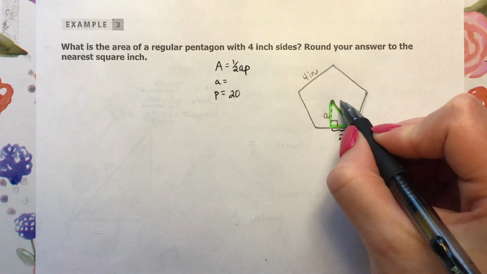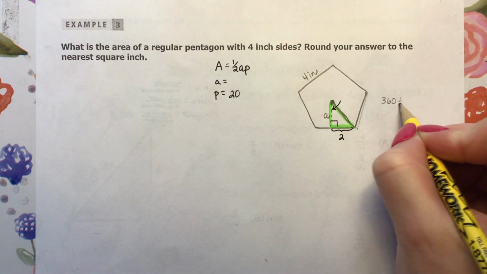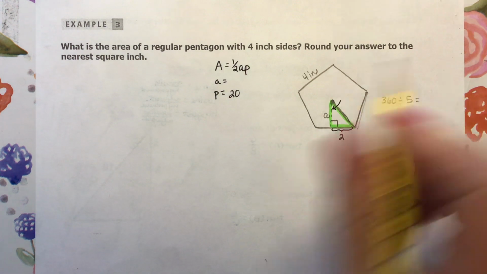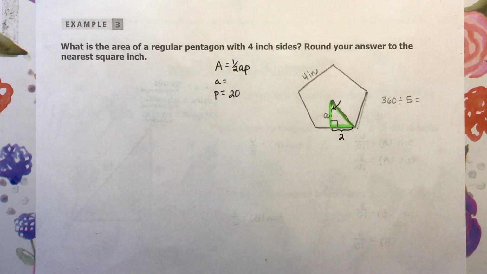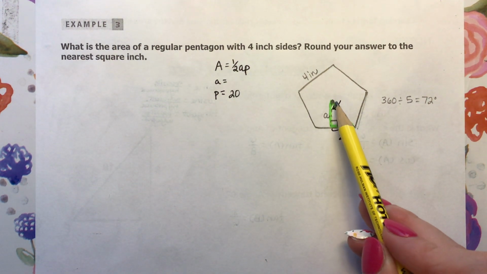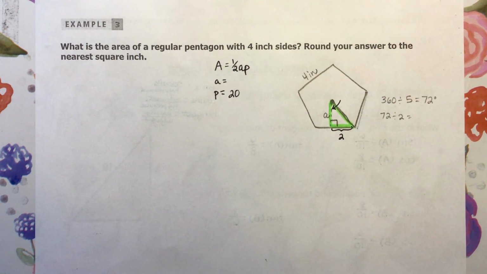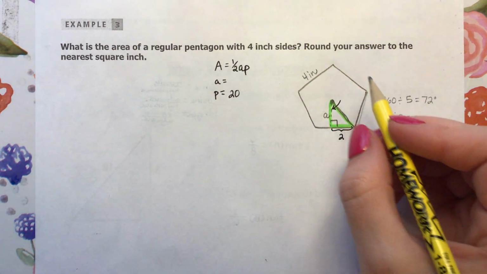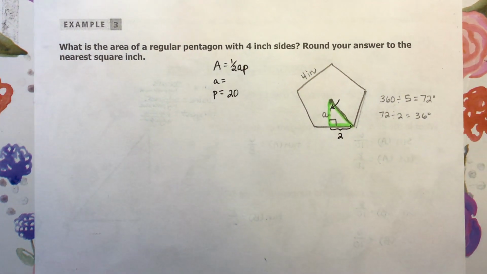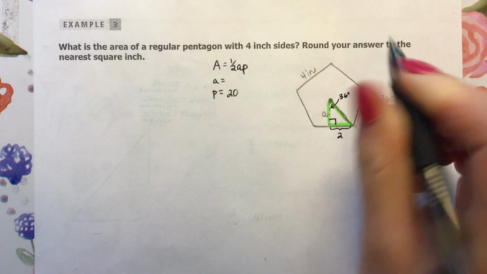Now I need to figure out what this angle right there is. To figure out that central angle, I am going to take 360 and divide it by how many sides there are, which is 5. When I take 360 and divide it by 5, I get 72. Okay, 72 is not that angle, it's actually double that angle. So I'm going to take 72 divided by 2 now, and that's going to get me 36. All right. So at this point, I know that this angle in this triangle is 36 degrees and it's a right triangle.